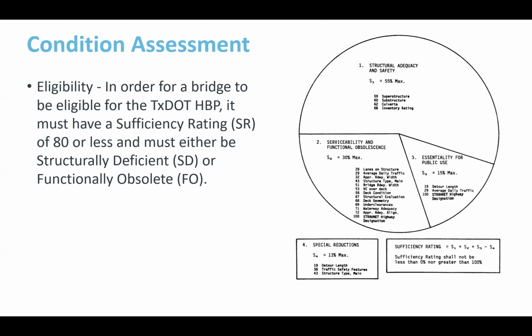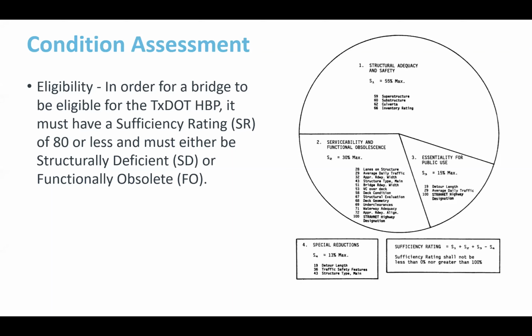So your max score here of 55 plus 30 plus 15, you could get a perfect 100 if you met all this criteria. There's a special reductions category down at the bottom, and that considers things like the detour length, the traffic safety features, the structure type. There's a maximum deduction of 13. So in theory, you can get an 87 if you had full deductions, even though you had 100.